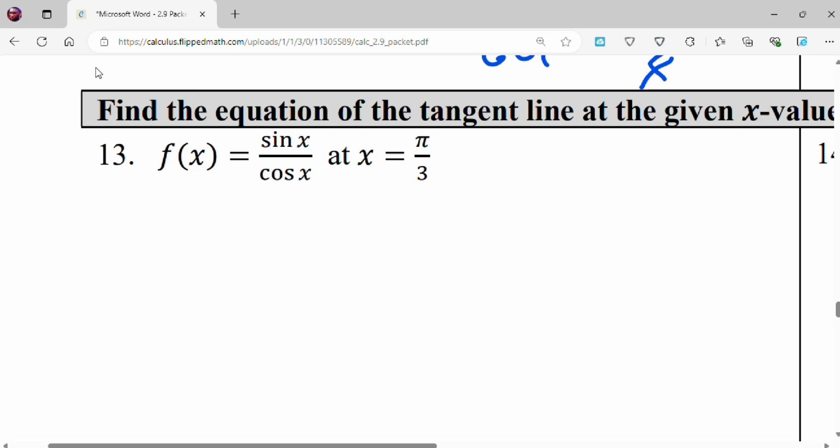Okay. Questions 13 and 14 were asked to find the equation of the tangent line. So again, we should know by now what the equation of the tangent line is. So we're given f of x, we're given the x value, so we have to find our y and then our dy/dx. Okay, first let's find our y at pi over 3.